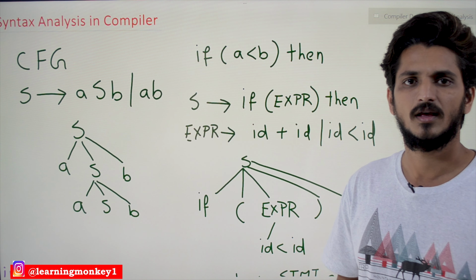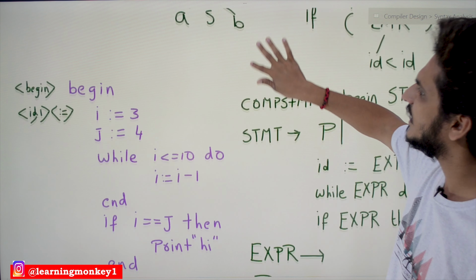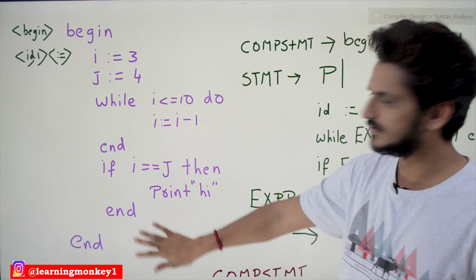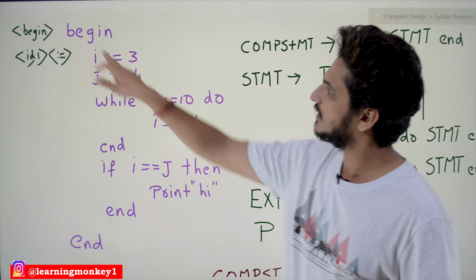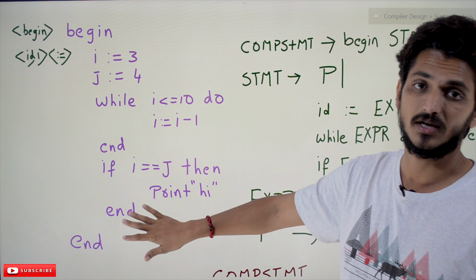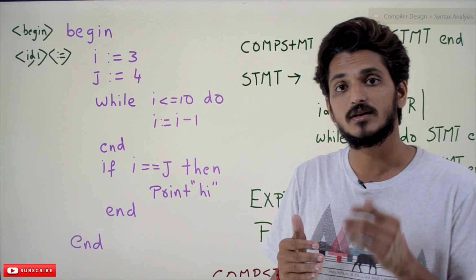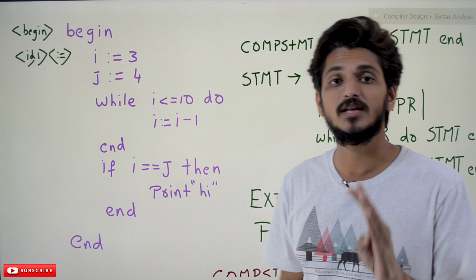Now coming to our next example, the concept is over. We will take one more example for better understanding. So this is the Pascal language. In Pascal language, code starts from begin and ends at end. In between, we are writing different statements. For ease, in the Pascal language we are considering only four statements. What are those statements? Assignment statement, I equal to 3 is an assignment statement, while statement, if statement, and printf statement. We will write context-free grammar for only these four statements.